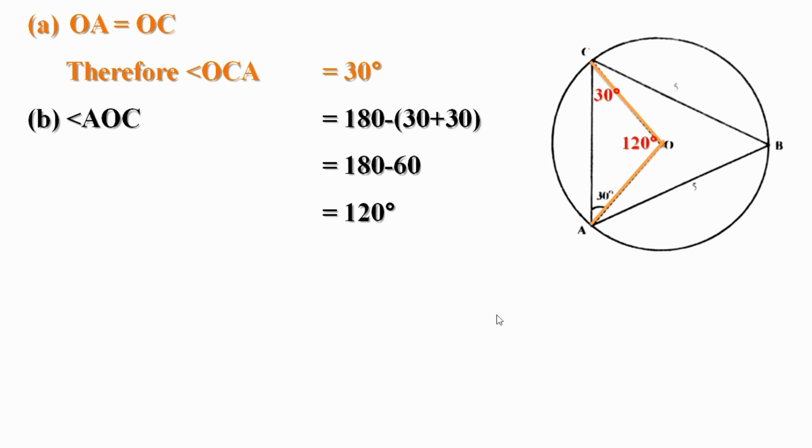Now look at angle ABC. That is the angle made by the arc AC. So it is half its central angle. That is half of AOC. Therefore, that is half into 120 or 60. That is angle ABC equal to 60 degree.